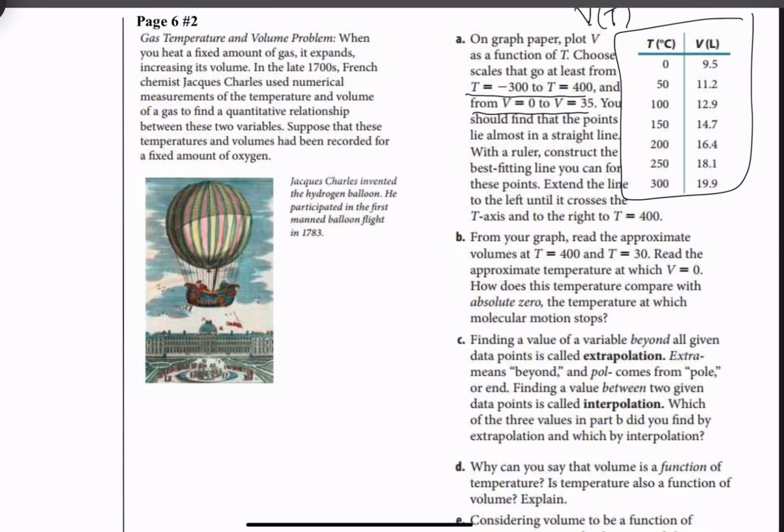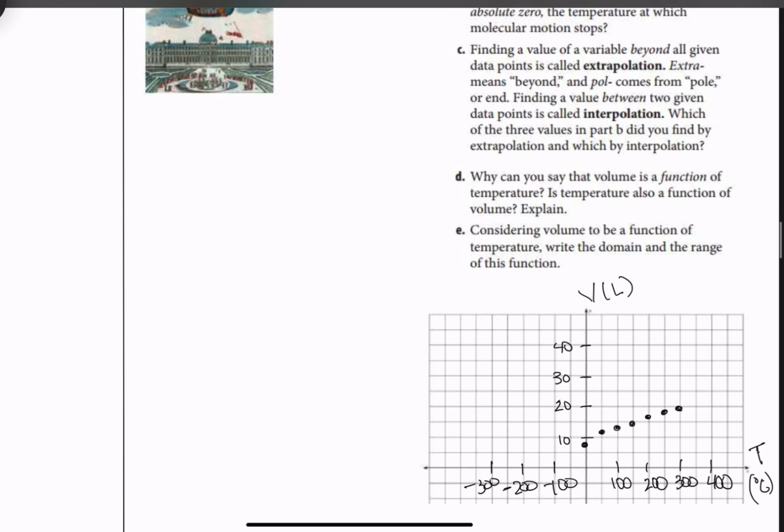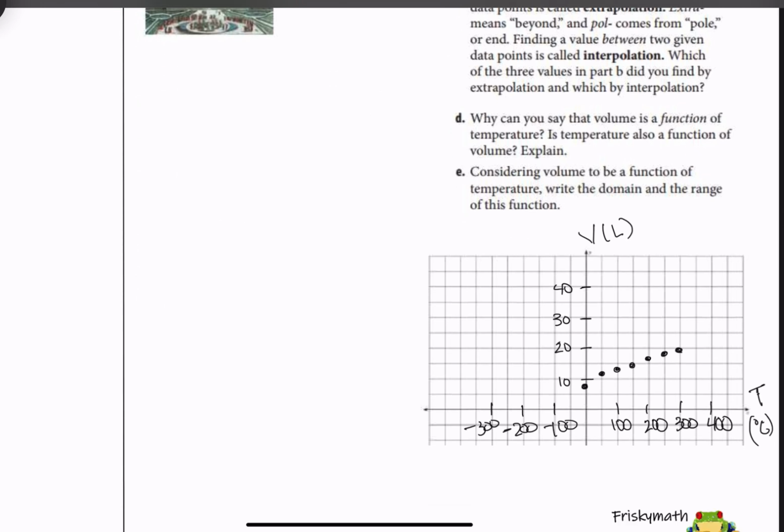With a ruler, construct the best fitting line, the best fitting line you can for these points. So when we create a best fitting line, we try to draw a line through as many of the points as we can, usually attempting to get the same number of points above and below the line, or to the left and to the right of the line.